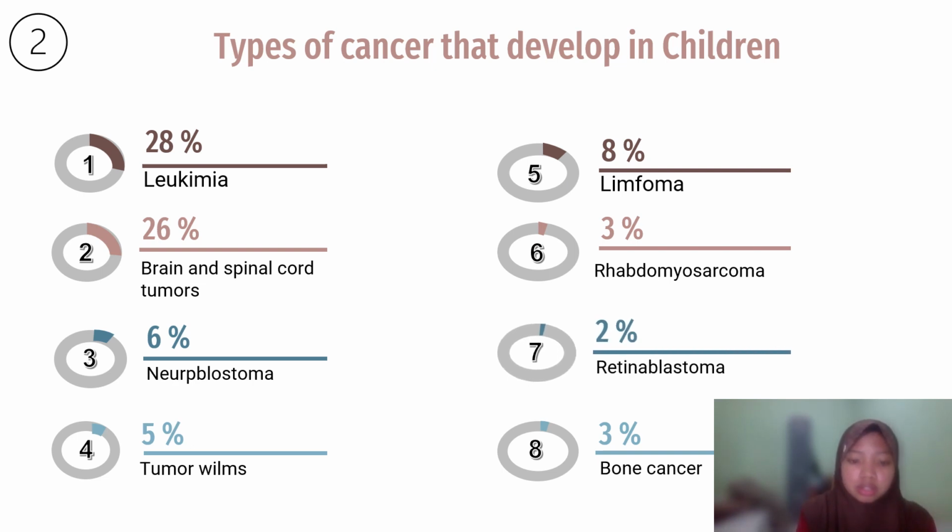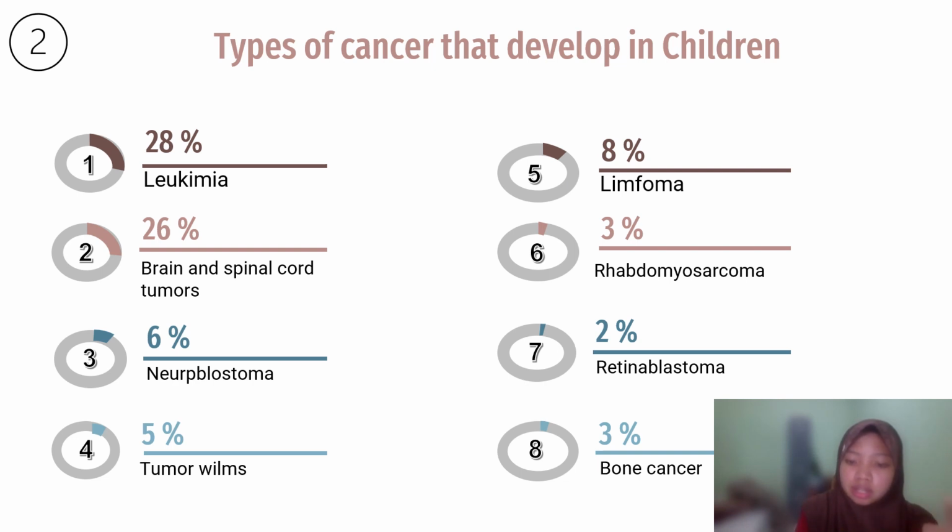Number 7 is retinoblastoma. Retinoblastoma is a cancer of the eyes. It accounts for about 2% of childhood cancer. It usually occurs in children around the age of 2 and is seldom found in children older than 6. Retinoblastoma is usually found because parents or doctors notice a child's eye looks unusual.